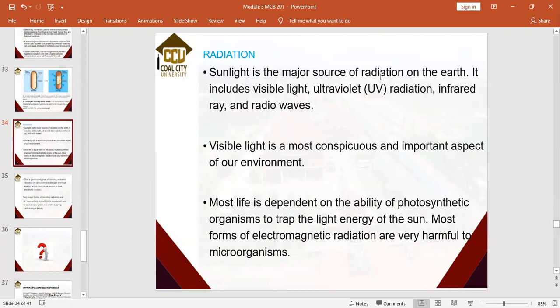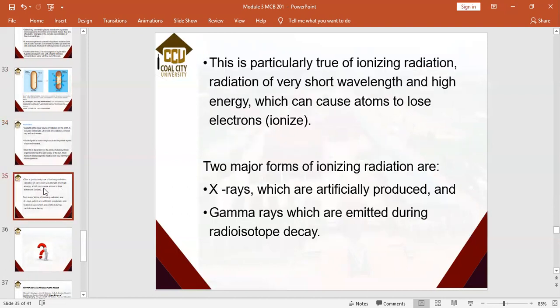We have radiation, which comes from the sun. The sun is the major source of radiation on the earth. It includes visible light, ultraviolet, infrared, and radio waves. But studies show that when organisms are exposed to intensive sunlight, it kills most organisms. Visible light is the most conspicuous and important aspect of our environment. So organisms die easily when exposed to radiation.